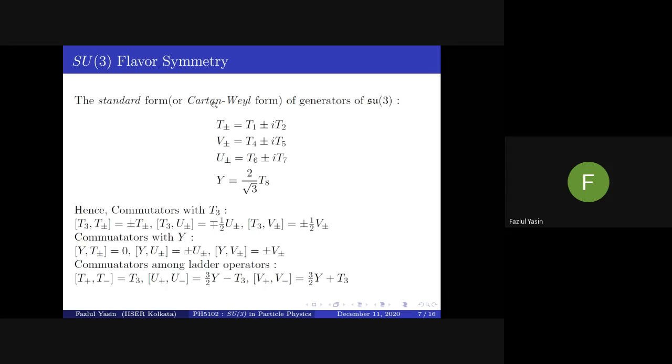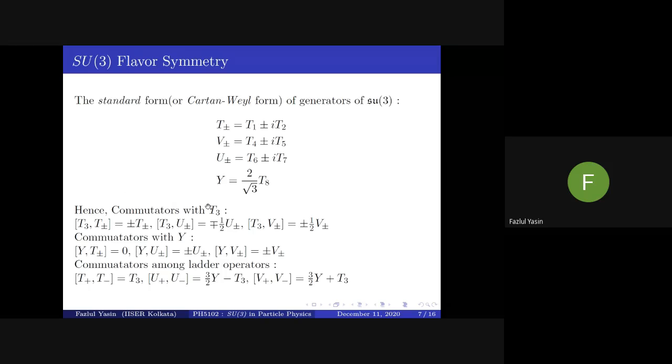Now, for the context of particle physics, we actually use the standard form or the Cartan-Weyl form of the generators, which would give us the important results. In this way, we recast the T1 and T2 to give us the shifting operators T plus and T minus, T4 and T5 to give us V plus and V minus, and T6 and T7 as U plus and U minus, and T8 we write as Y.